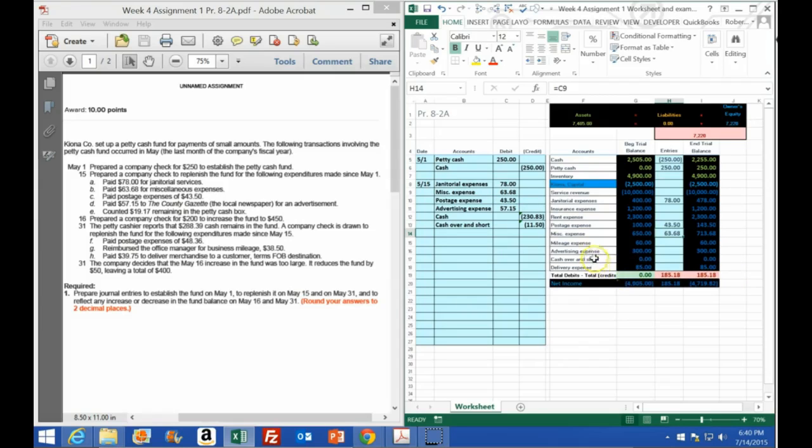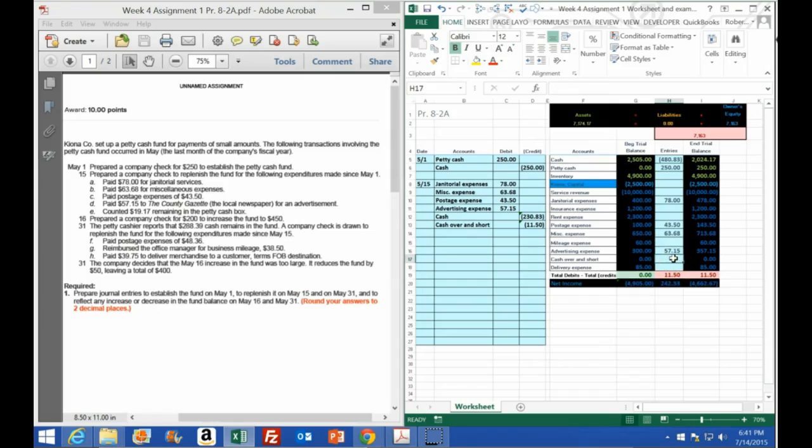Then we're going to go to advertising. Advertising down here in H16, equals, point to the advertising. That will make advertising go up, the expense goes up, and brings net income down. Then we're going to reduce the cash. There's already something in cash, therefore I'm going to double click on it. I'm going to go to the end of it and say plus, and then point to that 230.83, which will bring this balance down.